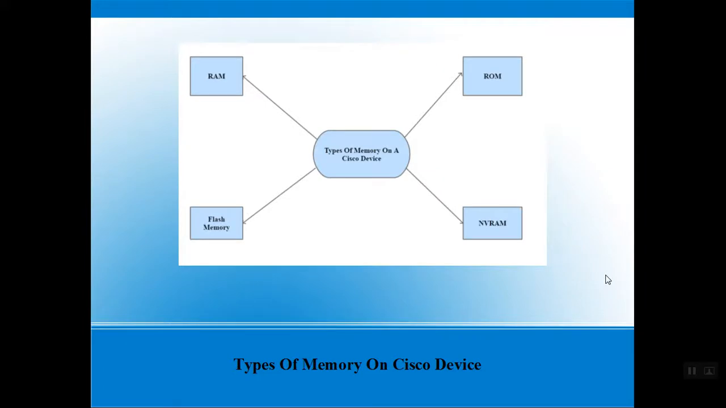Hi everyone, today I've come up with a topic on different types of memory present on a Cisco device. Devices of Cisco consist of different types of memory used for different purposes. There are four different types of memory: RAM, random access memory; ROM, read-only memory; flash memory; and NVRAM, which is non-volatile RAM.